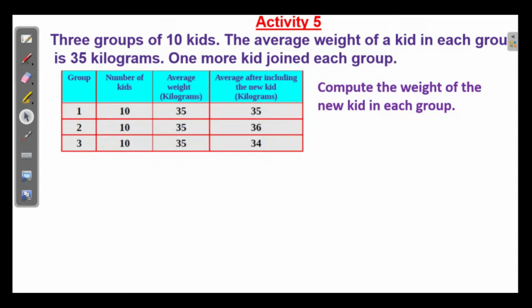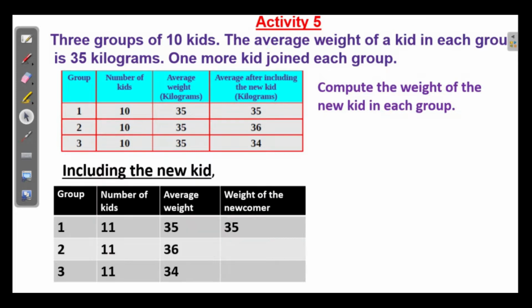3 groups of 10 kids. The average weight of a kid in each group is 35 kilograms. One more kid joined each group. Compute the weight of the new kid in each group. The first one, including the new kid, there is no change in the average, so the weight of the newcomer is 35 itself. There is no doubt in it, isn't it?